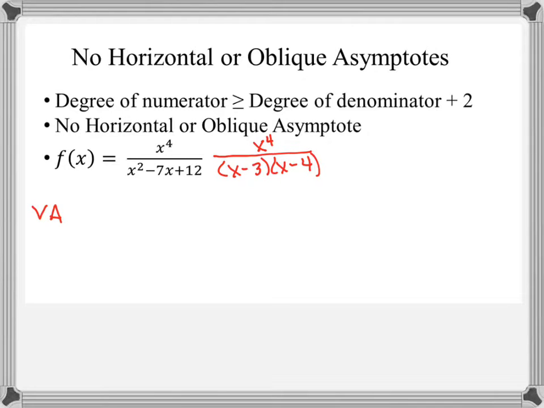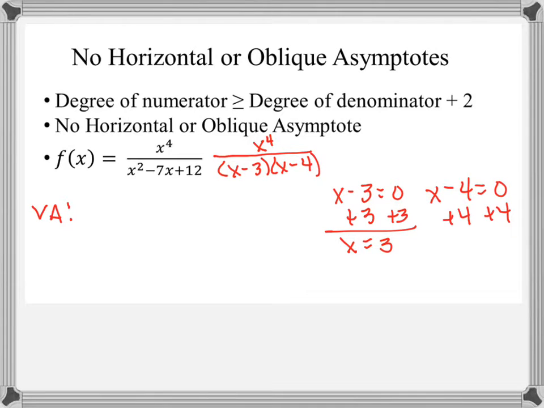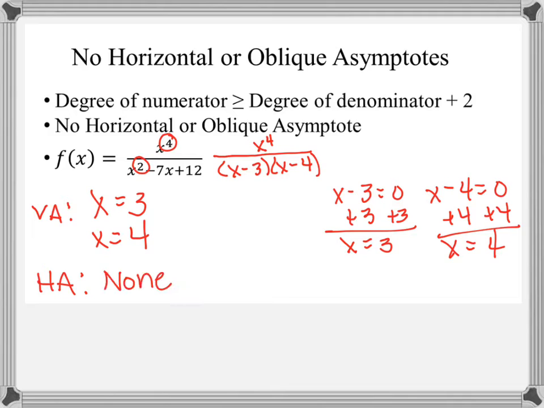We can find our vertical asymptotes by setting each factor equal to 0. Solving for x, I'll add 3 in the first equation to get x equals 3. In the second equation, I'll add 4 to both sides and get x equals 4. So this function has two vertical asymptotes, one at x equals 3 and one at x equals 4. And the degree of the numerator is 4, the degree of the denominator is 2. That is 2 more, so the degree of the numerator is 2 more than the degree of the denominator. So there is no horizontal asymptote and no oblique asymptote.